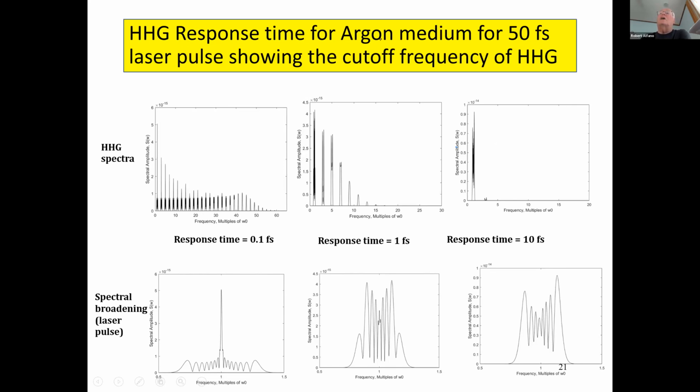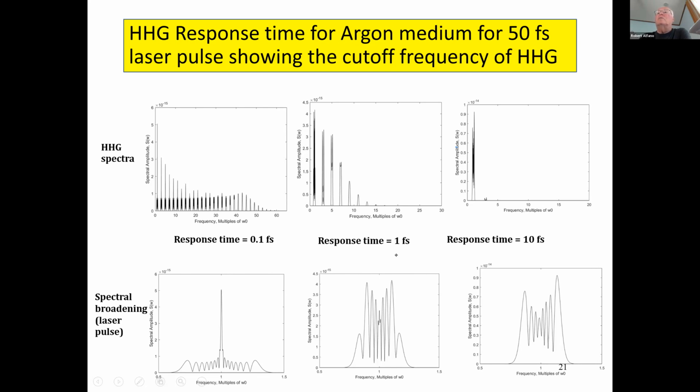So this is a key theory slide. HHG response times for argon medium with 50 femtosecond pulses shows the cutoff frequency of HHG for different response times. Underneath the slide here are the response times. This is for a tenth of a femtosecond, that's like 100 attoseconds. Here's one at 1 femtosecond, and here's 10 femtoseconds. You're still using 50 femtosecond pulses, but how much cutoff frequency you get depends on the response time. For a tenth of a femtosecond, you get all the way out to about 51 frequencies in the UV for the HHG spectra.